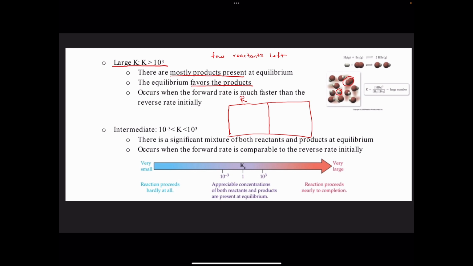So if we had reactants and products, they're going to be comparable amounts. This occurs when their initial rates are comparable, they're somewhat similar, so we're able to produce significant amounts of both. So here's where we're in that middle ground. We've got that mixture: significant, measurable, comparable amounts of reactants left, and significant, measurable, comparable amounts of products formed.